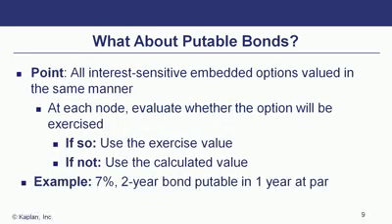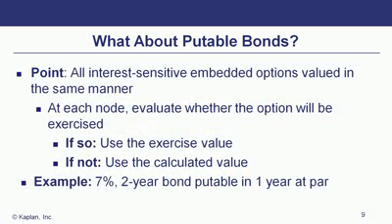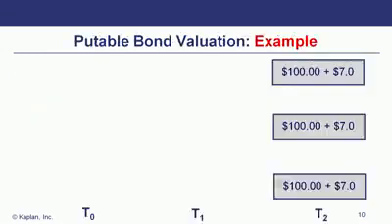All right? So what about putable bonds? Okay, all interest-sensitive options are going to be valued in the same manner. So for valuing any type of bond that has an embedded option, whether it's callable or puttable, or if it has option-like characteristics, some sort of capped floater, or whatever it happens to be, all you've got to do is look at the node and say, will this calculated price be the value of the bond, or will it be something else, right? Will it be something related to the options? So if we change this and say, okay, it's the same 2-year bond, but it's now puttable in 1 year at par, how does that change things?